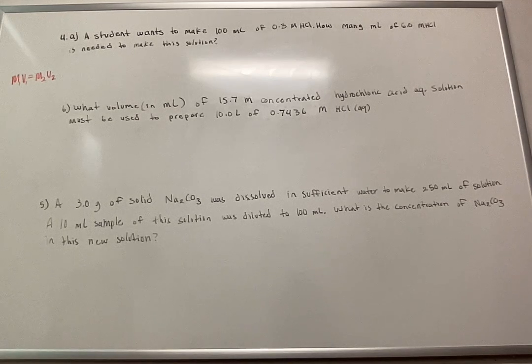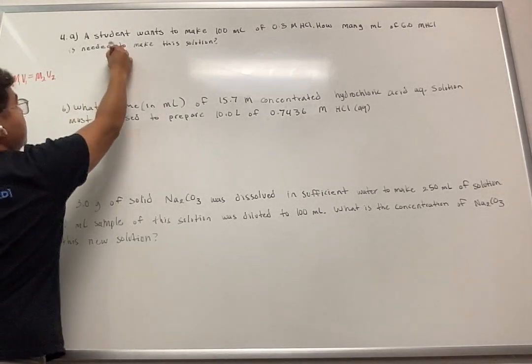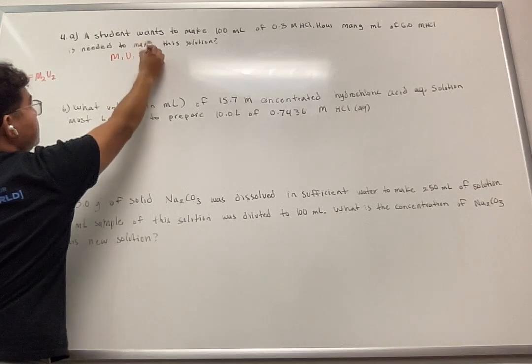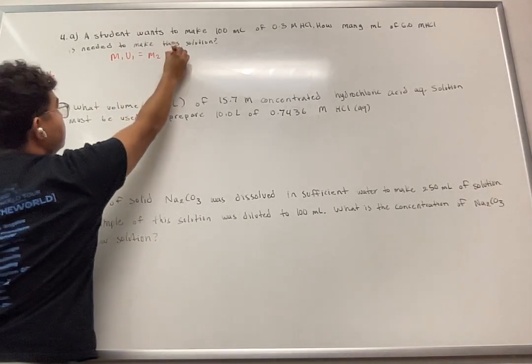So, in the first part of number 4, a student wants to make 100 milliliters of 0.3 molar HCl. How many milliliters of 6 molar HCl is needed to make this solution? So we make a little setup. M1 V1 equals M2 V2.